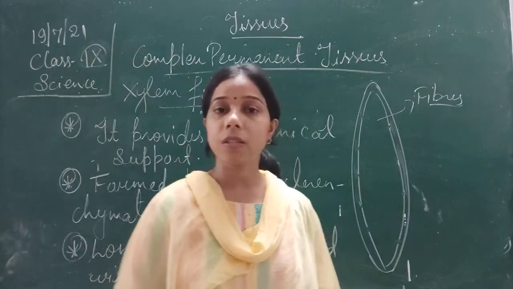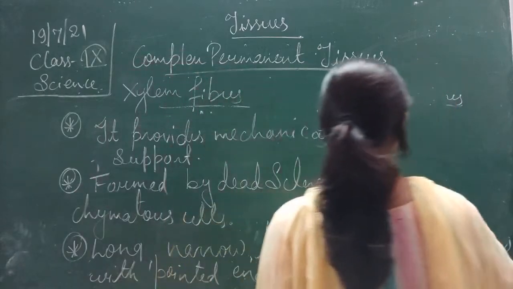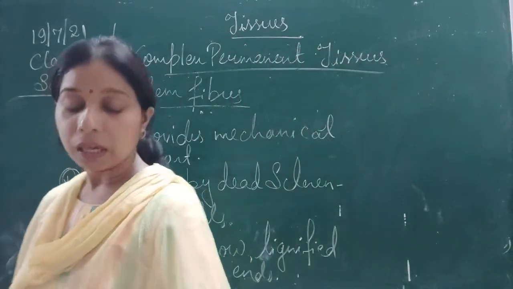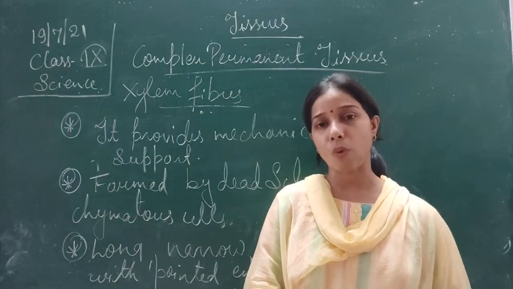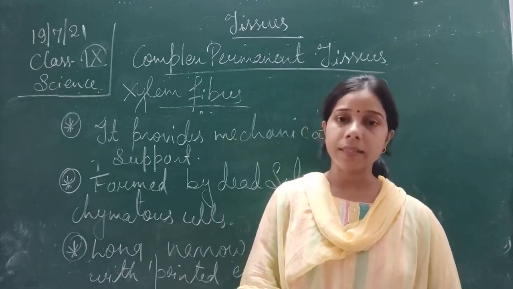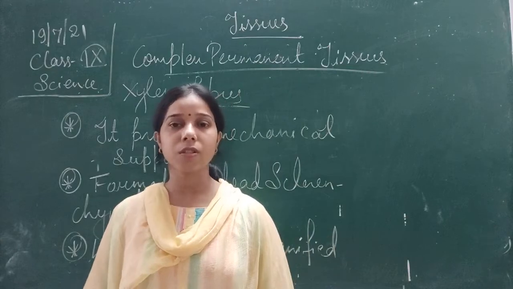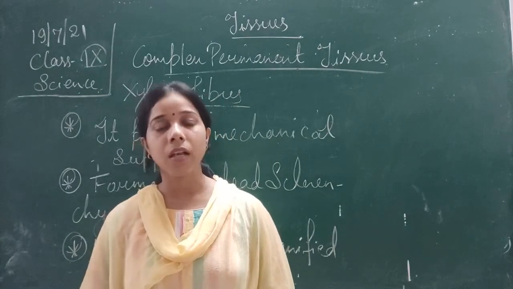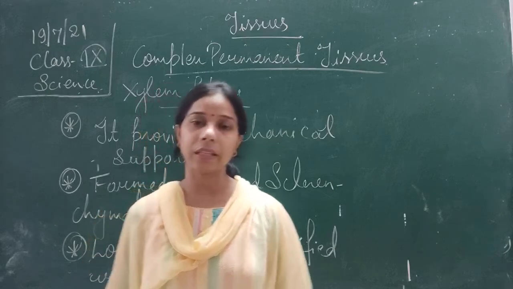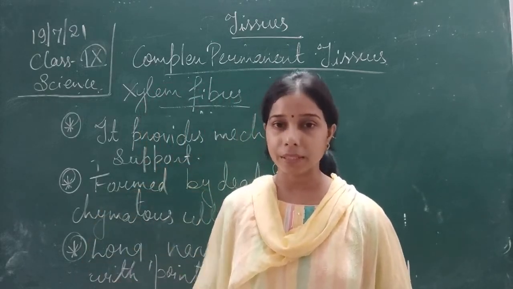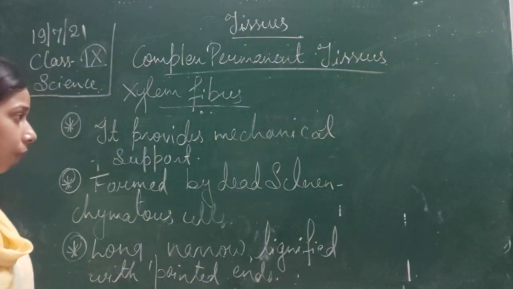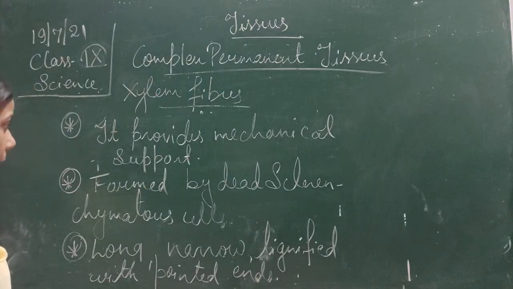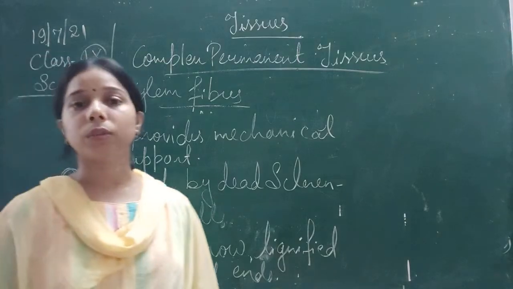So what you will find, students, is that these fibers have tapering ends and consist of pits, and the lignified wall makes it a dead cell made up of sclerenchymatous tissue. It means the same thing: it is a dead cell with lignified walls. Tapering ends, long pointed ends we can say, and this helps in providing mechanical strength, mechanical support to the plants. Okay, so this is about the xylem fibers.